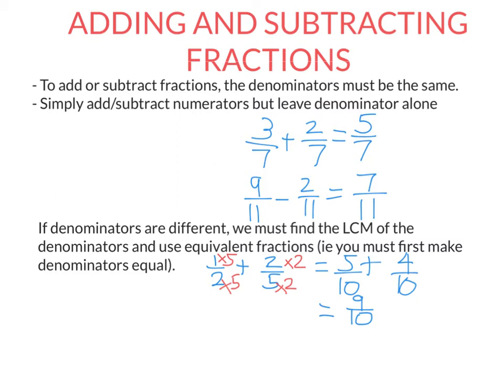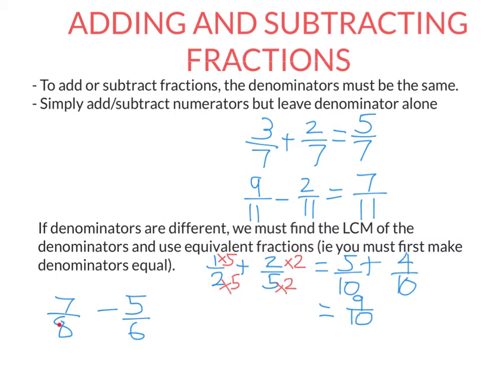Let's do another example like this, but a bit quicker. So let's do 7 over 8 minus 5 over 6. So again, we have a problem. 8 and 6, the denominator of this and denominator of this are different. So we need to find the lowest common multiple of 8 and 6.